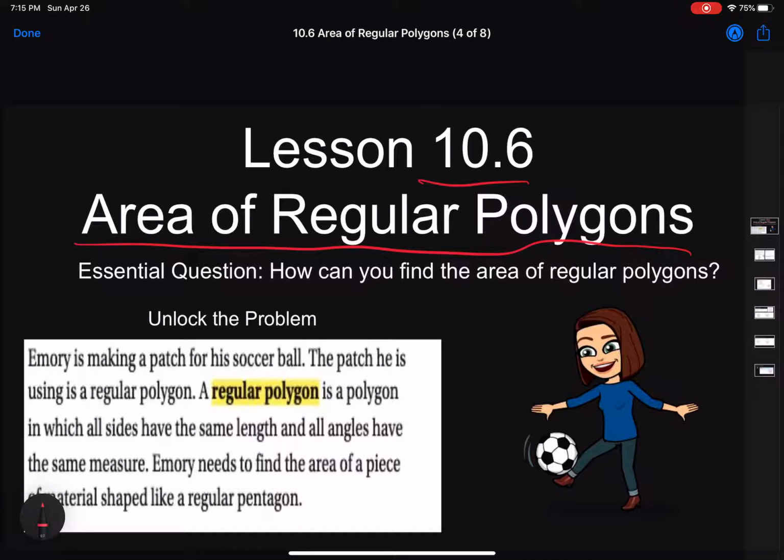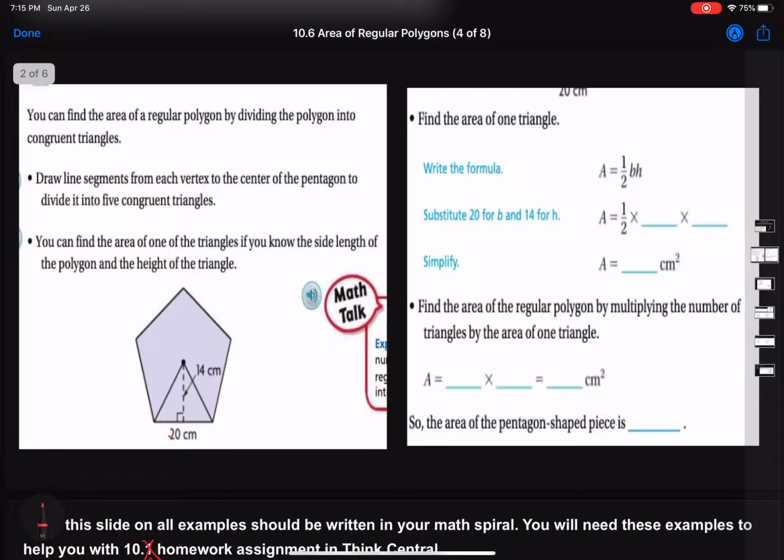The reason why I picked my little Bitmoji with the soccer ball is because we're actually going to look at the shape there in the soccer ball. All the shapes that make up the soccer ball, that's a polygon. So let's look at the next page.